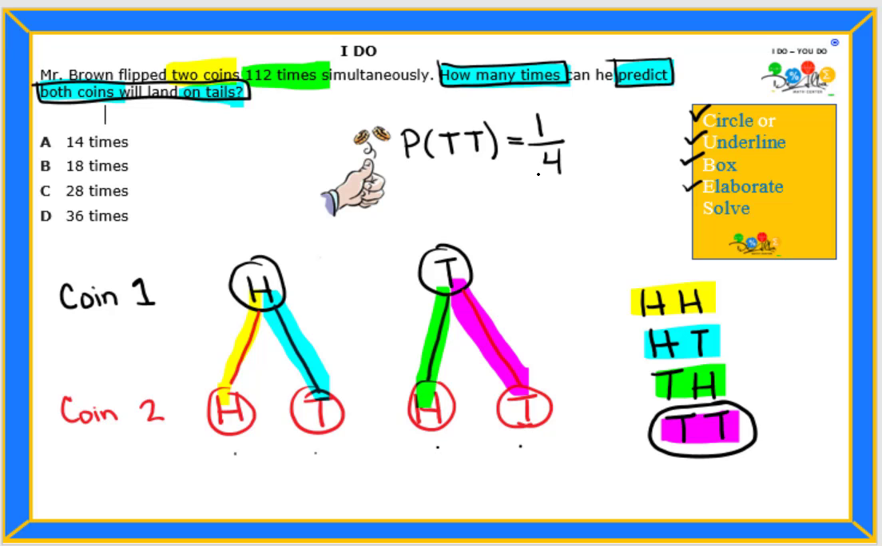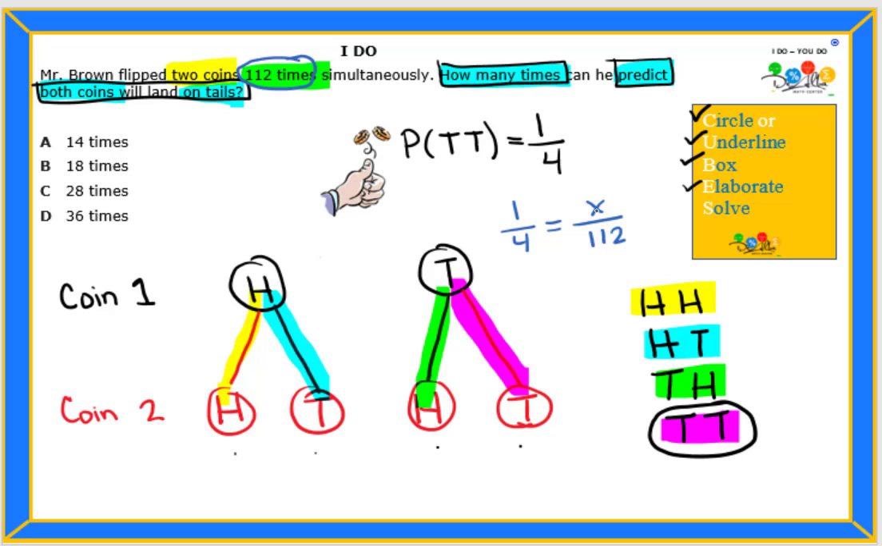And whenever I see the word prediction, it's going to be a proportion. So we're going to set up that proportion. So if the probability of getting tails, tails is 1 out of 4, then what would be the probability out of 112? So we can set up that proportion here. 1 out of 4 is equal to how many out of 112? And we can put X.